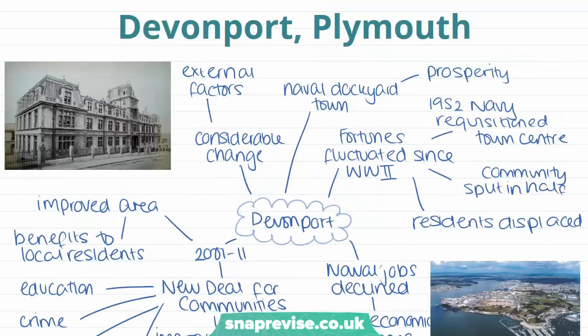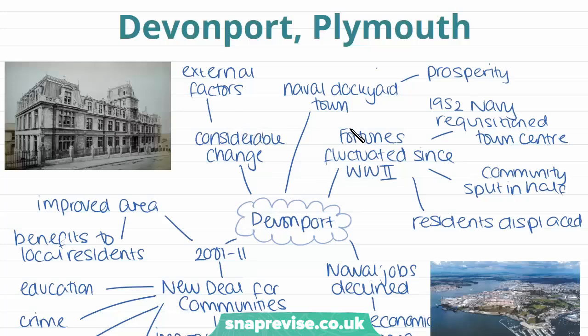The next case study we're going to look at is the town of Devonport in Plymouth. And Devonport is very much different to Bournville, which we just looked at. Devonport has changed considerably over the last 50 years, largely as a result of external factors which have influenced the characteristics of the town.